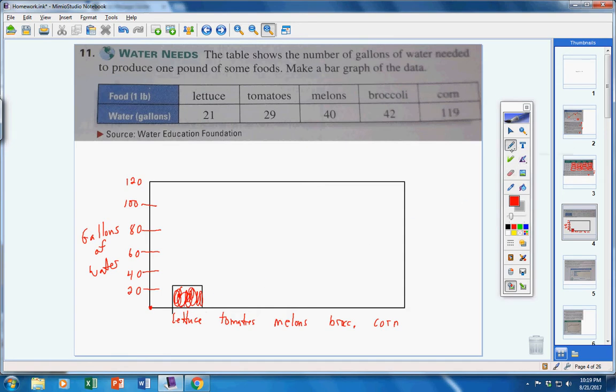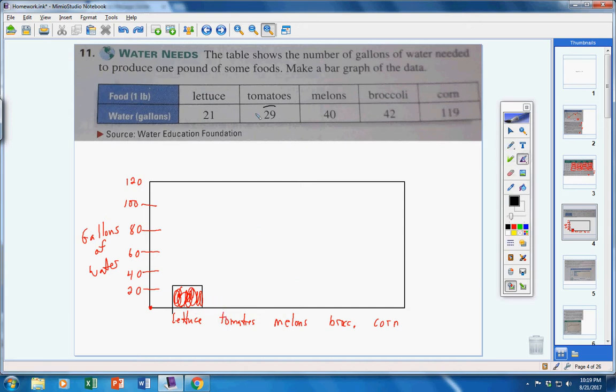Now notice you do not want your bars touching, like here's a bar graph, and then here's one here, and then here's one here. Those bar graphs are all touching each other. You're not supposed to do that, okay? That's actually called a histogram. Bar graphs have a space between them, alright?